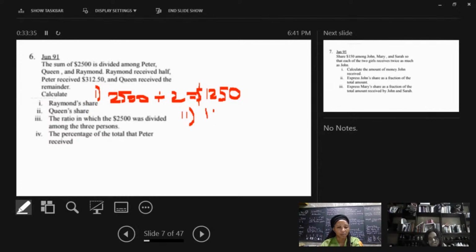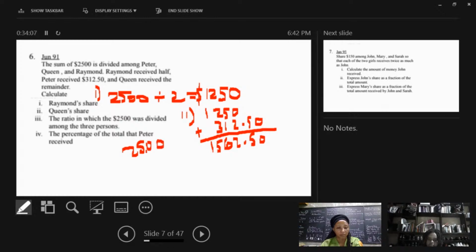So $1,250 plus $312.50 is $1,562.50. And now we have to subtract that from the $2,500 to get Queen's share. And that is $937.50.